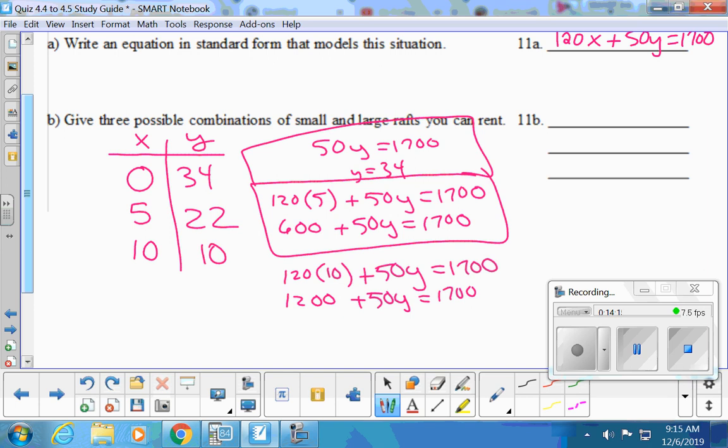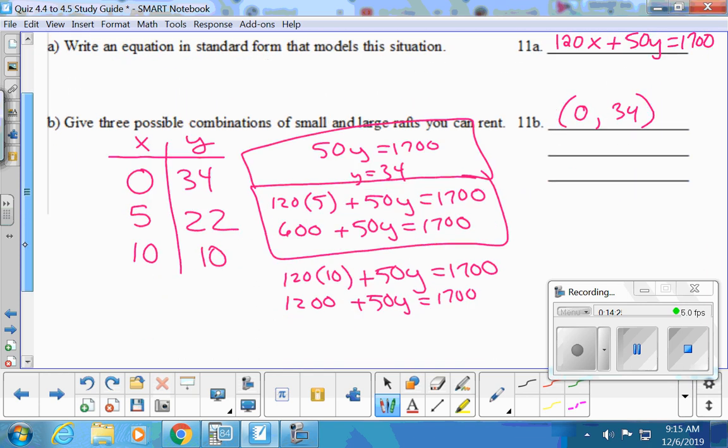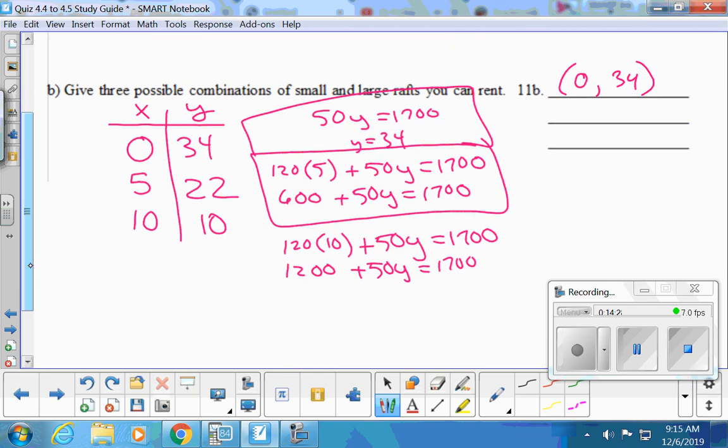Now over here in your answer blank, I would put it as a coordinate. So 0, 34 would work. And that means 0 large rafts, since large was x, and 34 small rafts. 5 large rafts, 22 small rafts. And 10 large rafts, 10 small rafts. Awesome. So we did finish this.